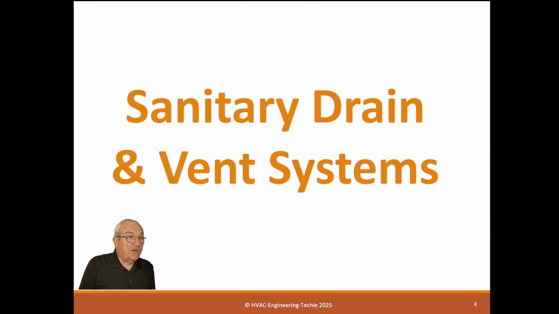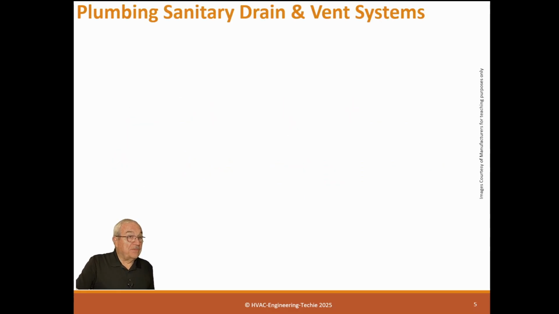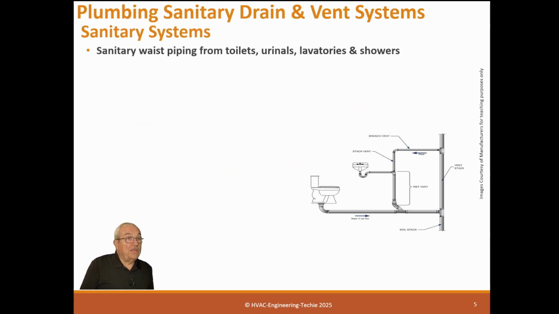All right, we're going to start on sanitary drain and vent systems. So sanitary systems are waste piping from toilets, urinals, lavatories, and showers. And that's, of course, this pipe down here. And remember that all plumbing is code-driven because it's a life safety issue. Try to prevent disease and waste contamination. So basically, they have all these code requirements for plumbing sanitary drains. And then they have vent systems, which allow the systems to drain properly.